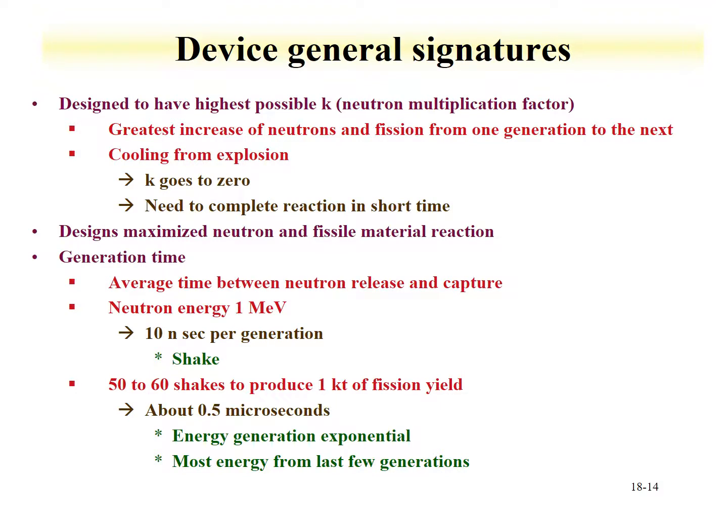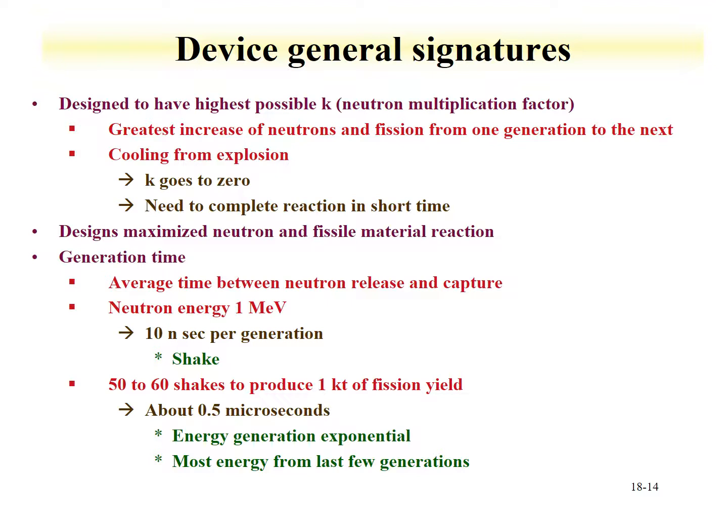We're going to conclude this lecture with a discussion of some very general signatures in devices and how those are used for nuclear forensics. Generally speaking, a device would like to have the highest neutron multiplication factor. So this increases the neutrons and fissions from one generation to the next. Designs of devices try to maximize this, and one of the terms that's used in this is a generation time, and it's the average time between a neutron release and a capture.